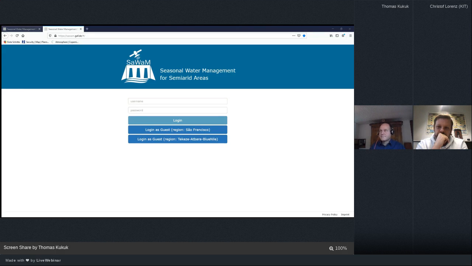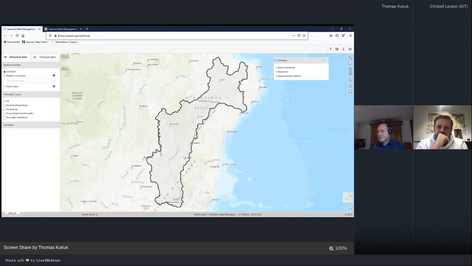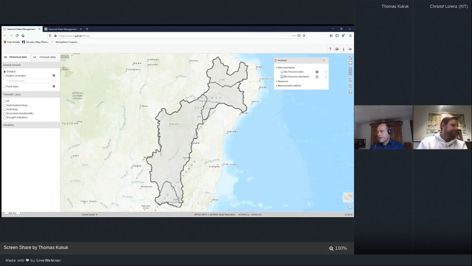If you log in here, you will see this first plain view in the system, and you have the big map with the outline of the San Francisco basin. You can see the sub-basins as well. This is data and information which is all provided from our partners in the areas, who defined the main spatial areas which should be analyzed and shown in the system. So we have the sub-basins and the extended San Francisco basin here.